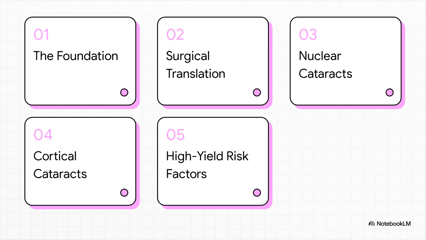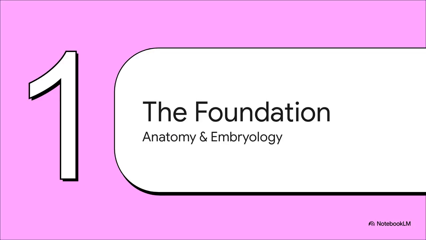Okay, here's our quick agenda for today. First, the foundation. Second, the surgical translation. Third, nuclear sclerotic cataracts. Fourth, cortical and Morganian cataracts. And finally, number 5, high-yield risk factors. All right, let's jump right into section 1, the foundation, which covers normal anatomy and embryology.